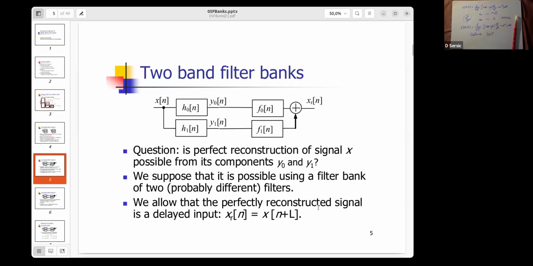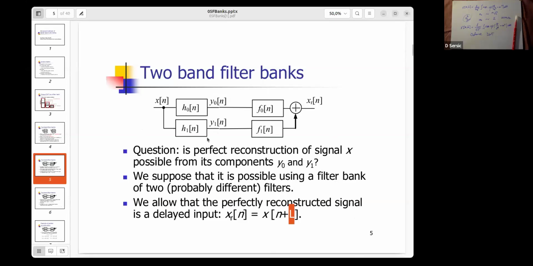We can say that the sequence is perfectly reconstructed, even if it has some delay in it. So it is something that we expect of real systems. We expect that we will be able to reconstruct it perfectly, but also filters introduce some delay.